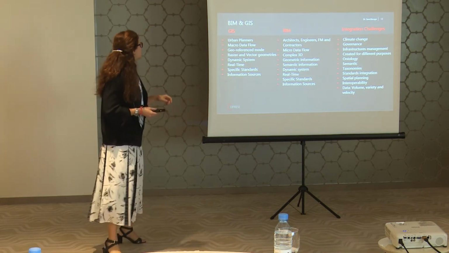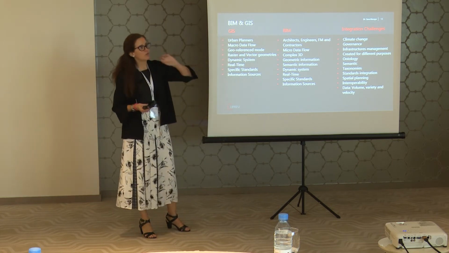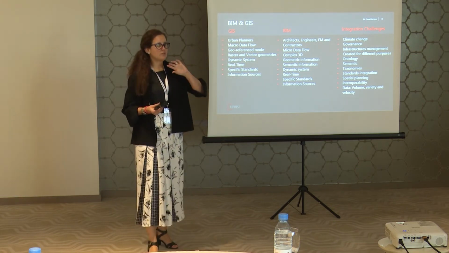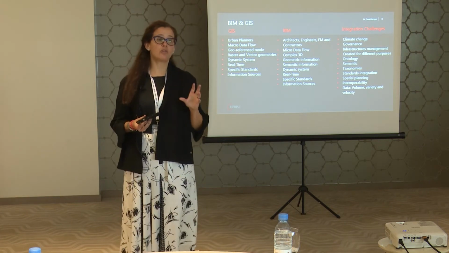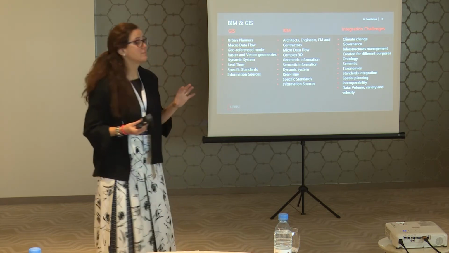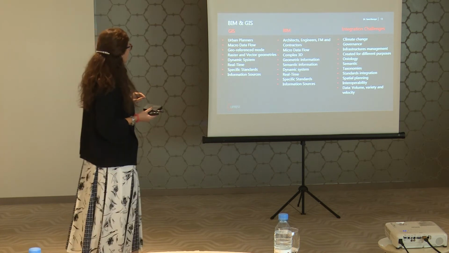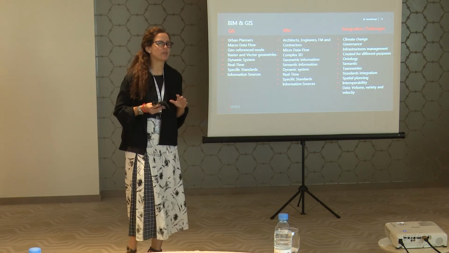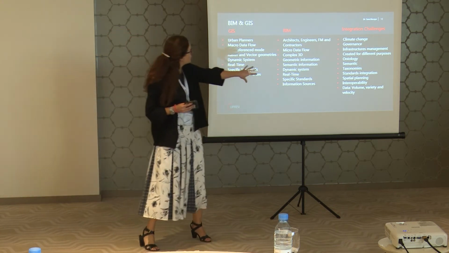So when we try to understand the issues there are two different systems. They were created for different purposes. They have their own standards. They have their own ontologies, their own taxonomies. So one of them, GIS, deals with macro data, and BIM works for micro data. So how can we actually think about how we can integrate both of them?